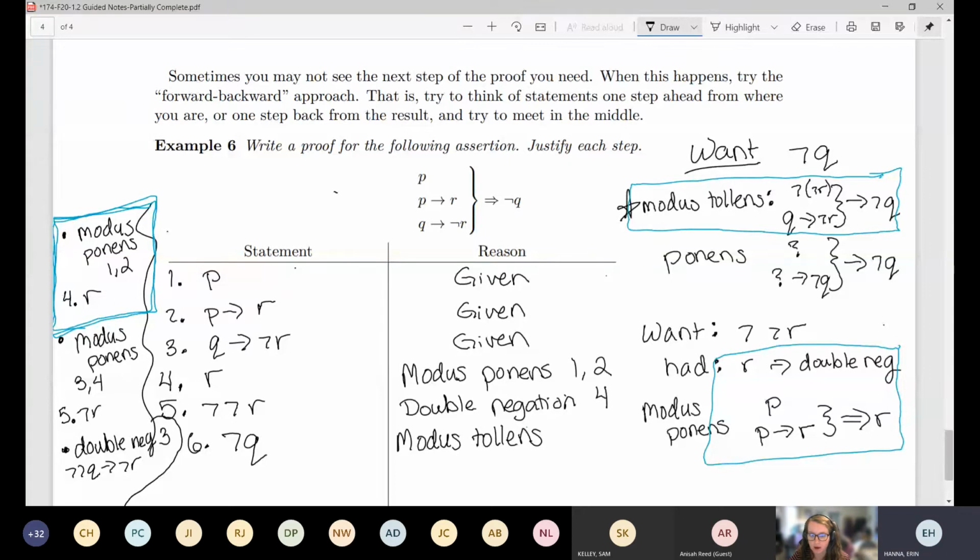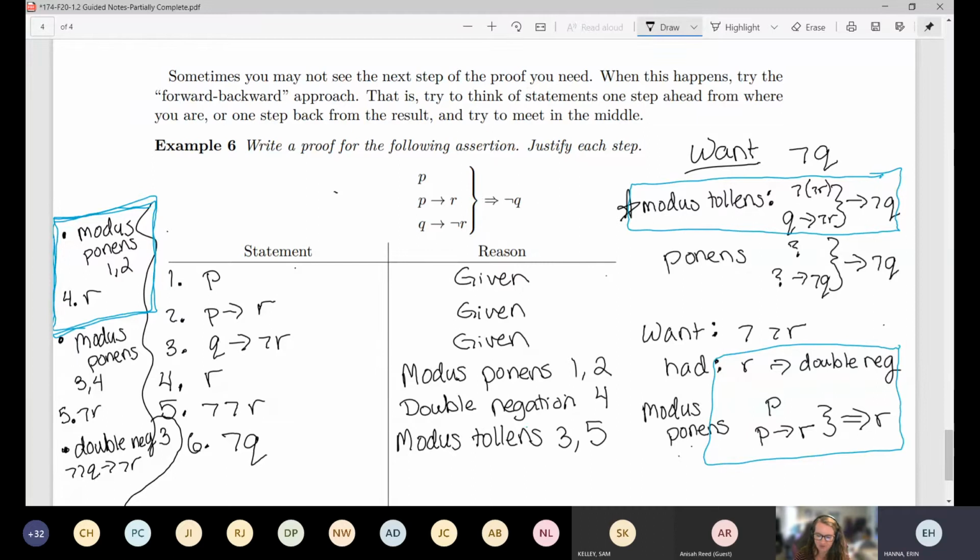So let's see. I got R from modus ponens, then not not R, double negation. It cut out before I explained 6. So 6, once I had that not not R, I go back to the space where I was working backwards and say, okay, I needed that not R for this modus tollens rule. So the next step was that I used the modus tollens to get me the not Q that I wanted. So not Q came from the modus tollens on 3 and 5. And not Q is what I wanted, so I'm done.